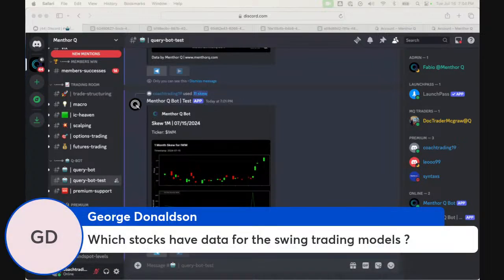Then I have George. Which stocks have data for the swing trading models? As of today or as of tomorrow, you will get access via the bot to about 900 stocks, and the swing model will work on all of them. The swing model is working right now on indices, ETFs, and stocks. In the future, it will also work on futures.